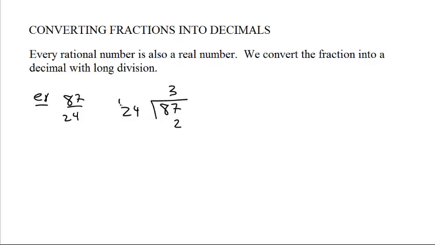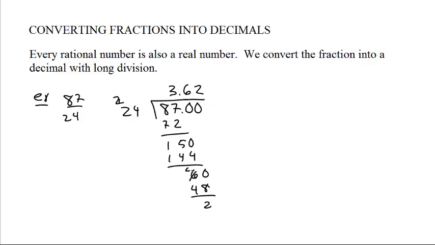3 times 4 is 12, 6, 7, subtract, and we get 15, which is less than 24, so we went in successfully. Add a decimal point in, 24 into 150, it's almost like 25 into 150, that's 6. 6 times 4 is 24, 12, 13, 14, 144, 60. And let's see, 2 24s go to 60, that's 48. And this is 12, and 120 is 24 times 5.